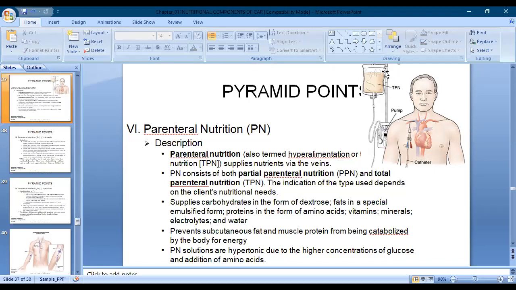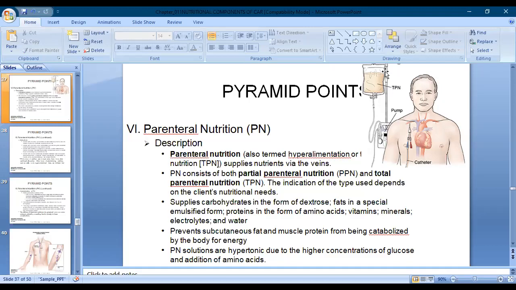How often can the nurse change the tubing? Answer: every day, or it depends on checking the blood sugar, because dextrose contains a good source of sugar, and a good source of sugar is a chance for bacteria to develop. So we have to change the tubing every day. Always keep it in mind.